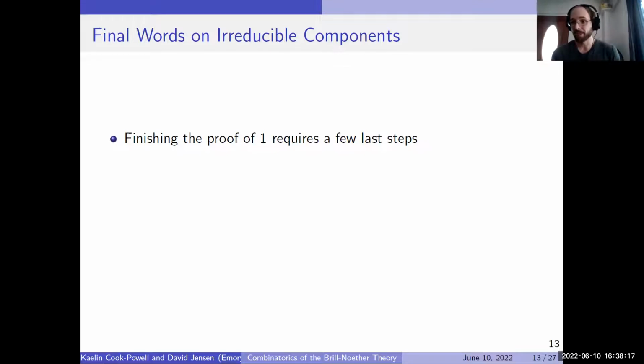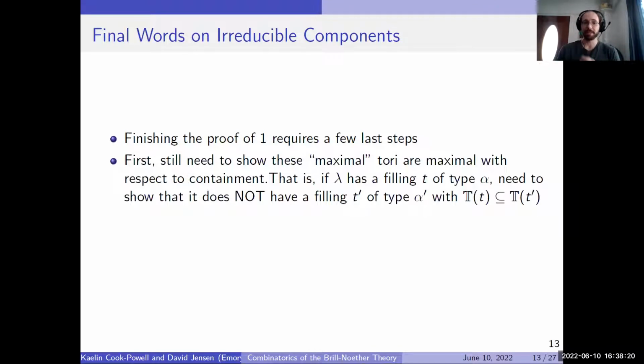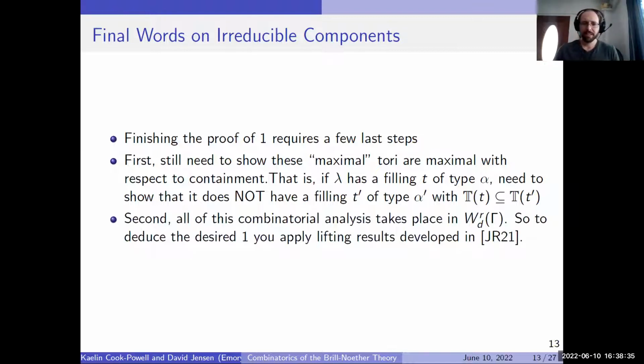All I said was, here are these maximal tori, or these things that are maximal with respect to containment. Well, you need to actually show they're maximal with respect to containment. So if I have one of these scroll tableaux, I can't replace symbols to get another scroll tableau. And then, since this is all taking place downstairs in the Brill-Noether locus of a chain of loops, you apply some lifting techniques that were developed by, say, Dave Jensen and Dhruv Ranganathan to conclude that these are honest-to-goodness irreducible components of Brill-Noether loci. That and a little Pflueger analysis as well.